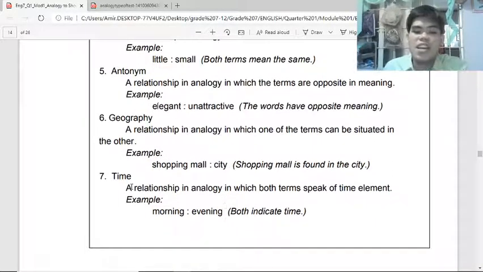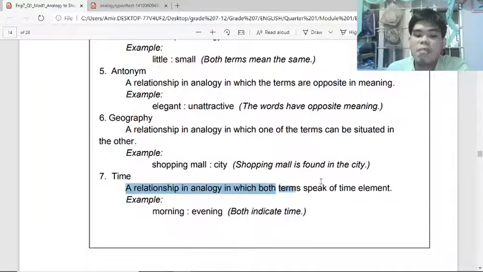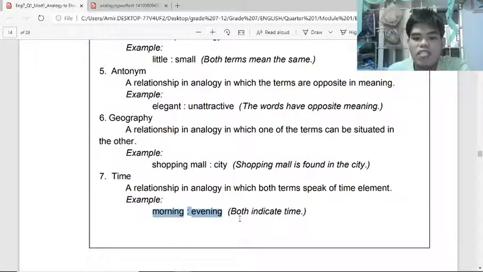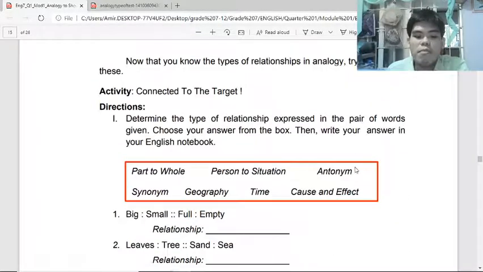And last is time. A relationship in analogy in which both terms speak of a time element. For example, morning is to evening. It indicates time. So, let's have more examples.